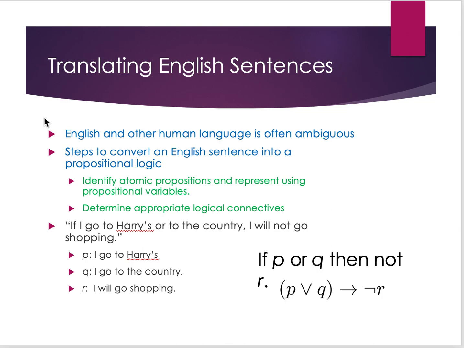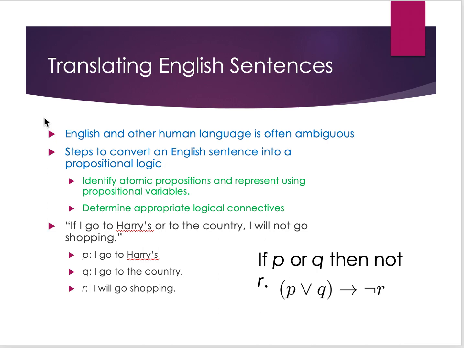Alright, for the first application, which is to translate English sentences: English or any other human language is often ambiguous. Here are the steps to convert an English sentence into propositional logic. First, you have to identify the atomic propositions and represent them using propositional variables. If you still remember, in my first video, I represent a sentence as a variable. So that would be the first thing that you have to do.